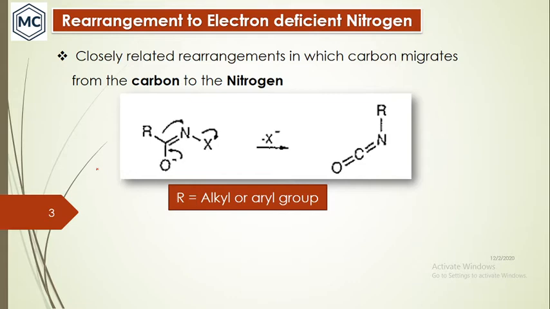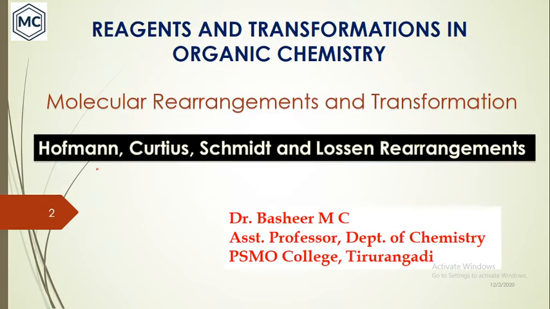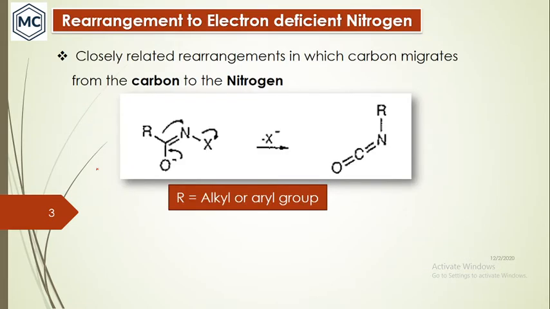Hofmann, Curtius, Lossen and Schmidt, all these four rearrangements are closely related, in which in every case a carbon migrates from the carbon to the nitrogen. So schematically I can give an outline of the rearrangement like this. This is an RCO or RC double bond NH.